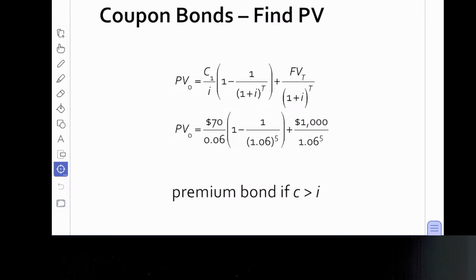And here we're getting more than $60, we're getting $70, so we should pay extra for that. The price will actually be more than 1,000 when C is greater than I. So this is called a premium bond. Okay, give me a price for that one.